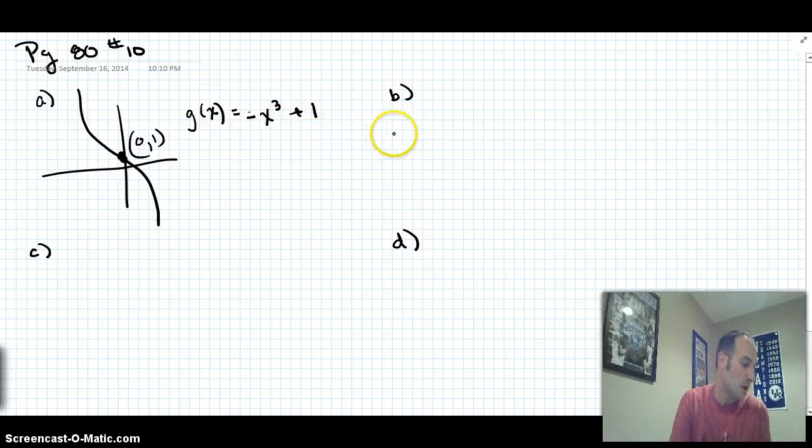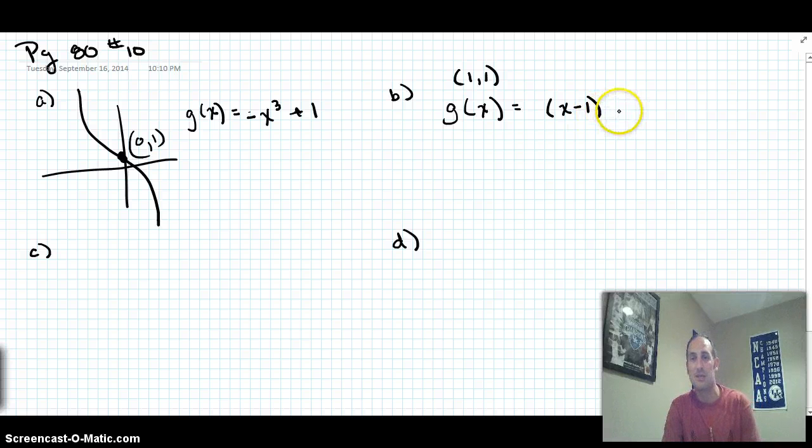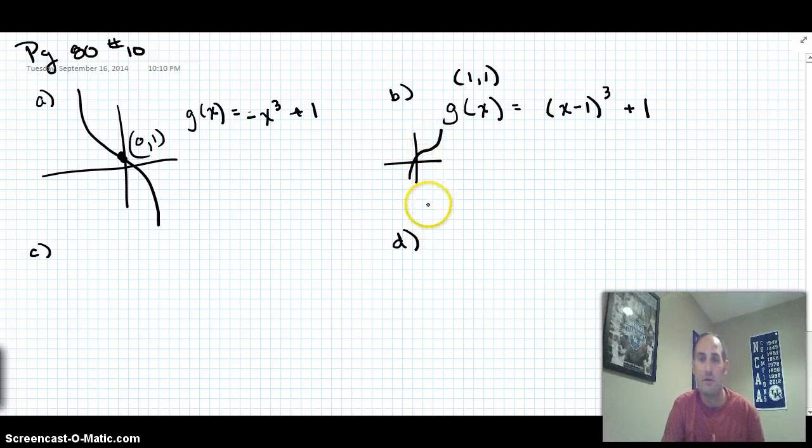There's our new function. For B, it looks like it's over and has a center at 1, 1. So they want to move things to 1, 1. To move it to the right one, we subtract 1 in parentheses. That tells us we have a translation to the right 1 unit. It was cubed, stays cubed. And then to go up 1, we do that just like on the last problem. That one we didn't have to do the negative because of the shape of the graph. It was like this, just like the parent function.